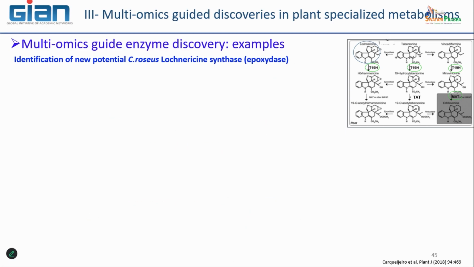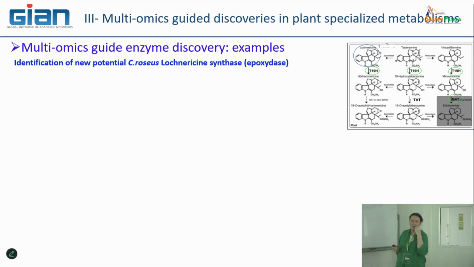But in this same metabolic pathway, there also remains a specific step that was interesting to decipher completely, the transformation of tabersonine into lochnericine. The activity that occurs at this moment is an epoxidation. So we are looking for a specific enzyme that has epoxidase activity.